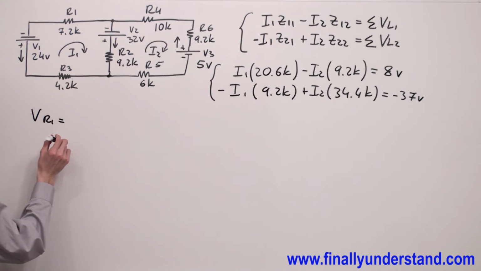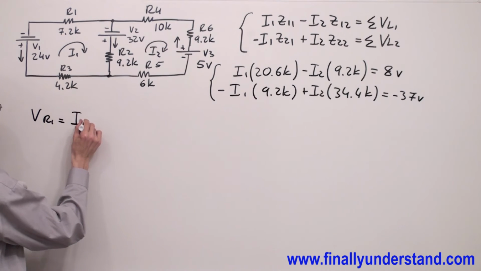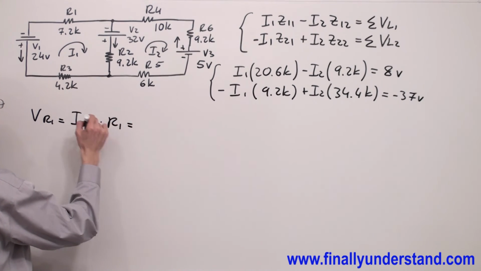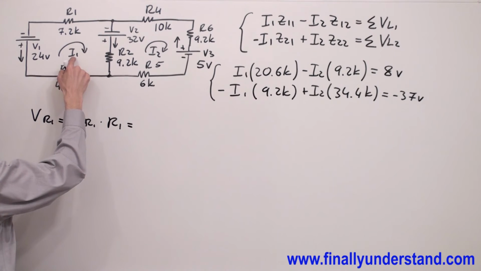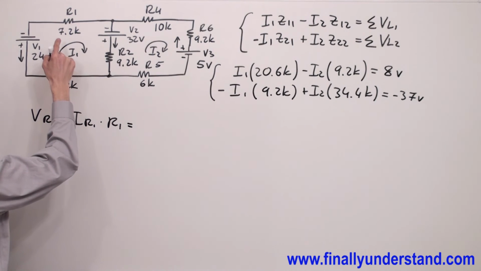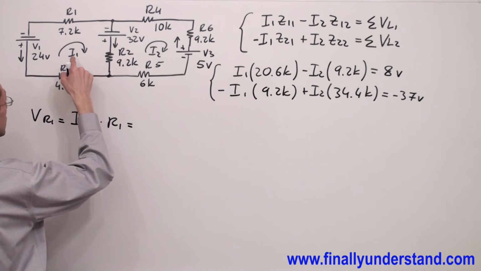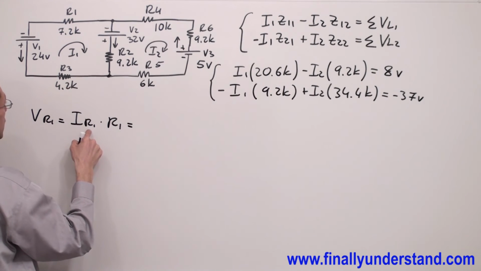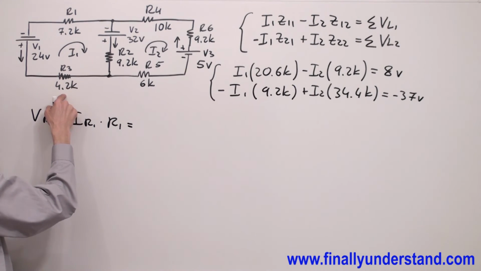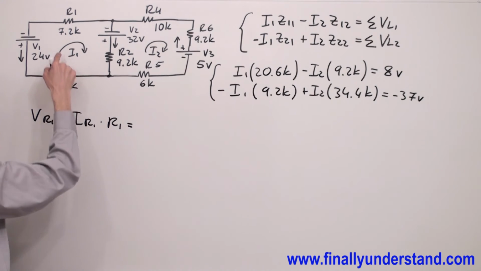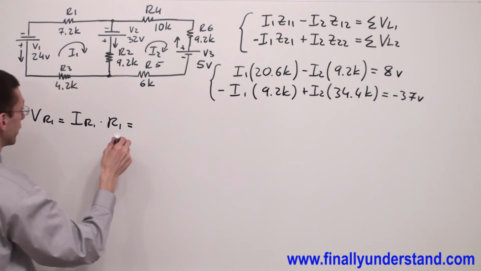VR1 is going to be equal to IR1 times R1. Remember, we said that I1 is the current which goes through resistor R1. That's why I'm going to use this value. I can call this current also IR1 or IR3, because I1 will go through this resistor R1 and resistor R3.